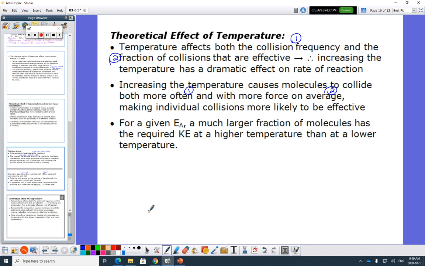And temperature is a very popular way to make a reaction faster because it's easy to do. You can use a Bunsen burner to easily add heat. At your house, you can turn on the stove, right? No problem.